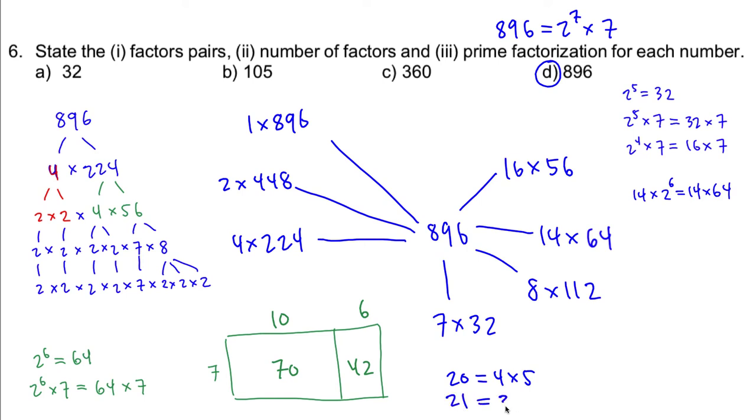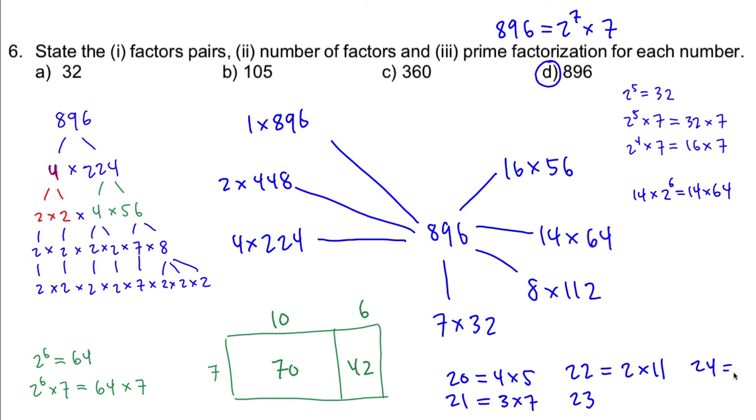21 is 3 times 7. We have a factor of 7, but we don't have any 3s. 22 is 2 times 11. We have a 2. We have lots of 2s, but no 11s, which is prime. 23 is prime, which we don't have.